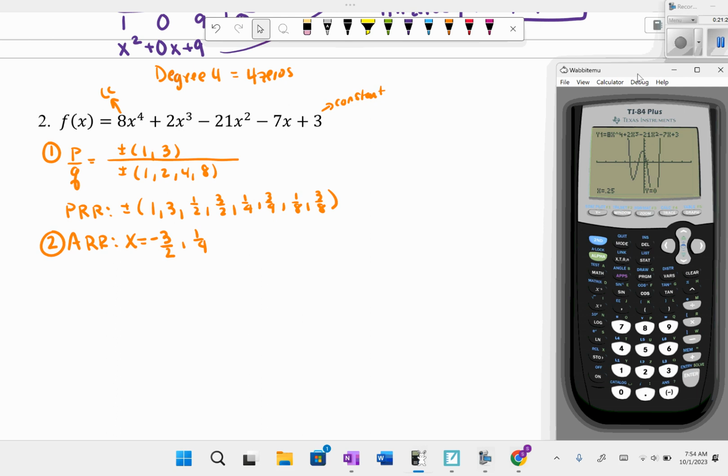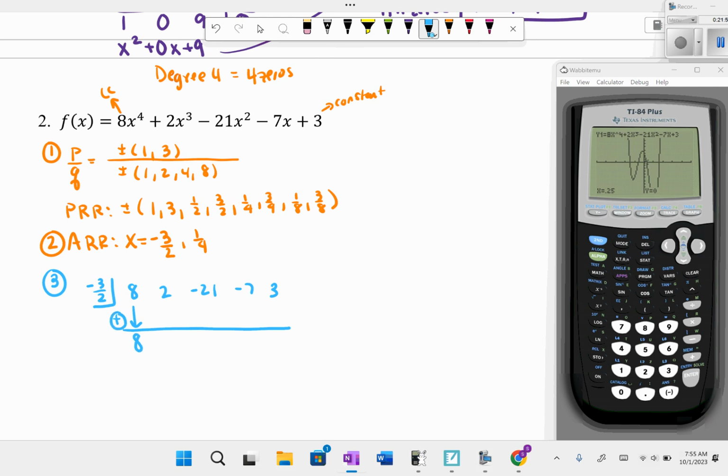So now that I have this, then I can go ahead and do my synthetic division. And again, it doesn't matter which one you want to do synthetic division with first, you'll get the same answers in the end. So negative 3/2, if I put that in my box, I have then 8, 2, negative 21, negative 7, and 3. And again, if you're missing any 0 placeholders, even for the constant, you would always want to add that in. So 8 times negative 3/2, so 8 divided by 2 is 4, and so 4 times negative 3 would give us negative 12, and then add those together to get negative 10.